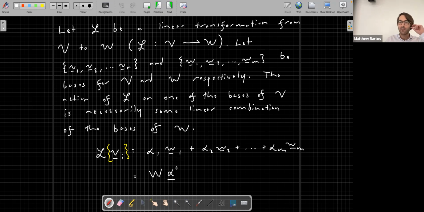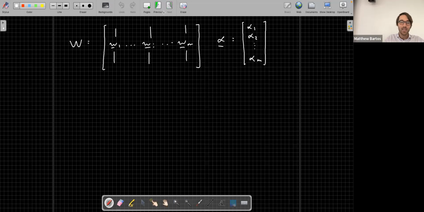So we have this set of alpha coefficients for one of the bases. What we can say now is that we can define a set of alphas for each of those bases of V. So we can define a set of alphas for V1, a set of alphas for V2, and all the way up to Vn for all of the bases of V. And we can say that we can define a matrix representation of L.